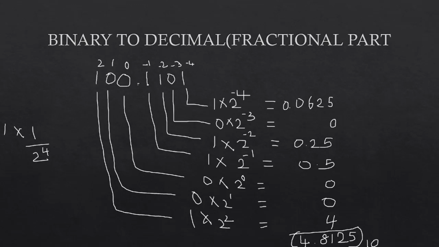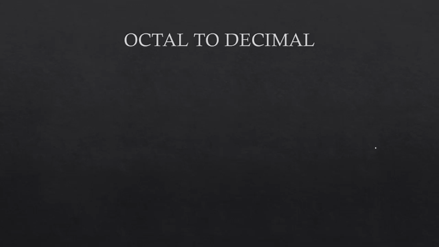Okay. So after the decimal point, you have to start with the position value as -1. And before the decimal point, you have to start with the position value as 0. And 1 into 2 to the power of -4 means 1 into 1 by 2 to the power of 4. So here 0 into 1 by 2 to the power of 3. Like that you have to do it. Clear?